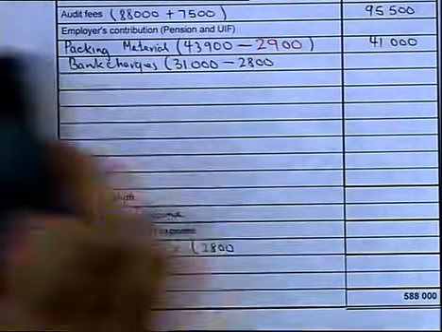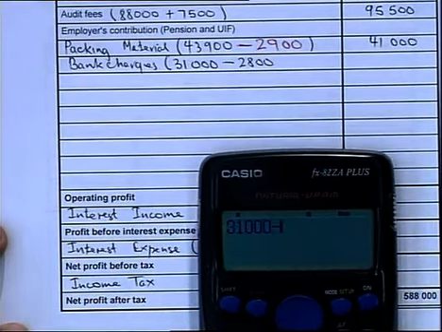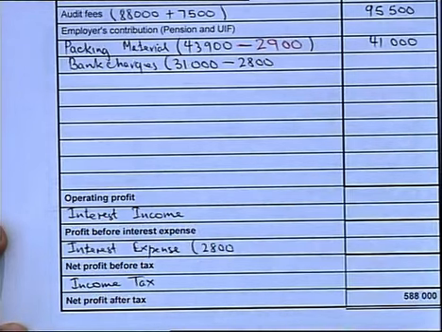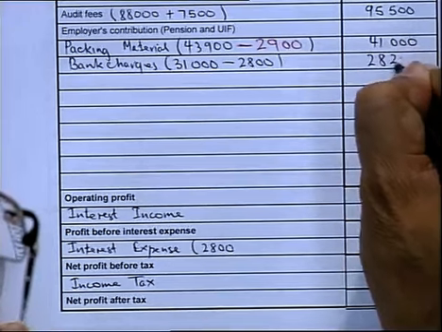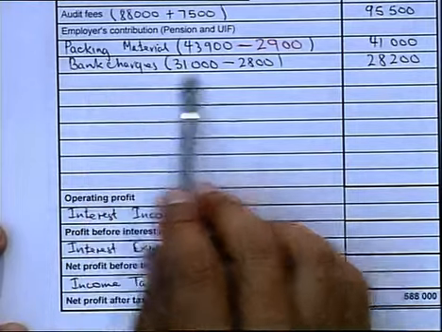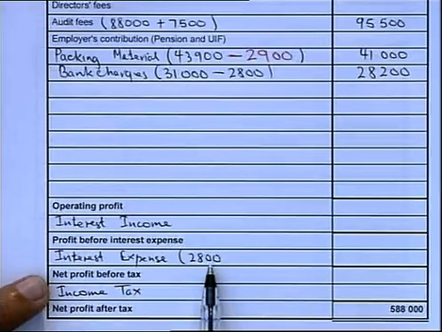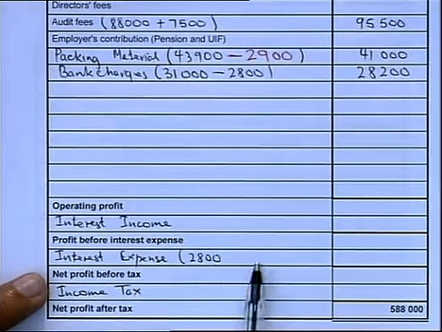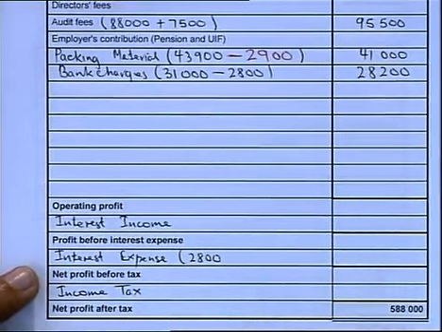Right, so 31,000 minus 2,800 gives us 28,200. So the bank charges amount will be 28,200. And we have a start for the interest expense. Pending whether there's more adjustments for interest expense, we will just have to add the 2,800 to get to the total of the interest expense.